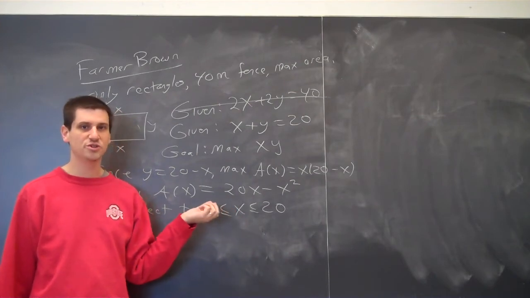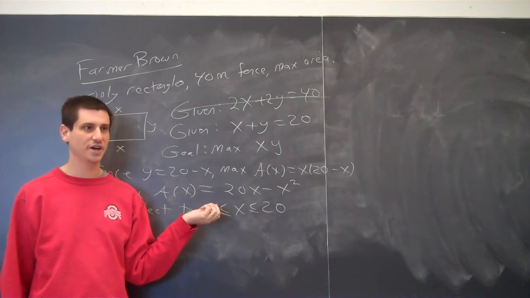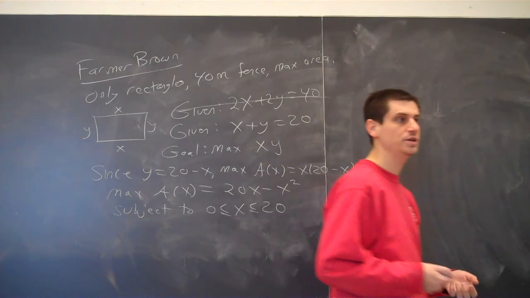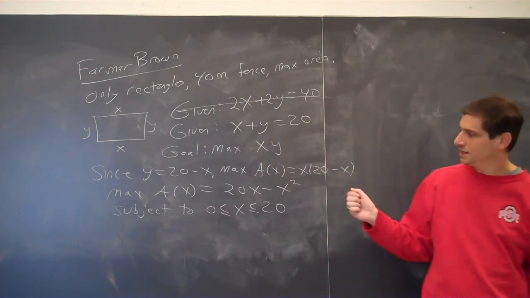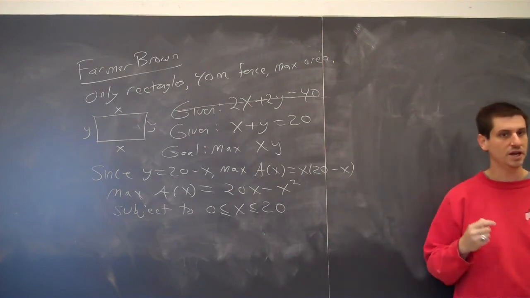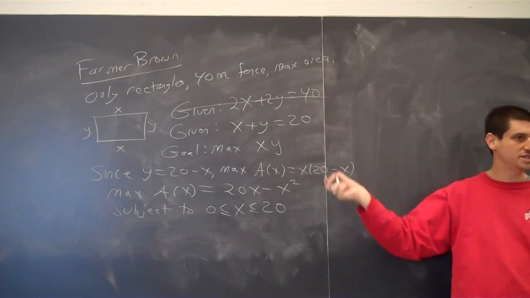Do you think Farmer Brown is going to use 0 for the value of x? No, it'll give him 0 area. Similarly, he's not going to use 20. We know the maximum is not going to occur at the endpoints. But it's technically convenient to study this.